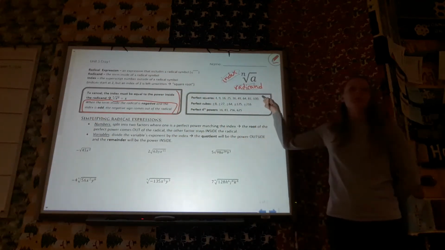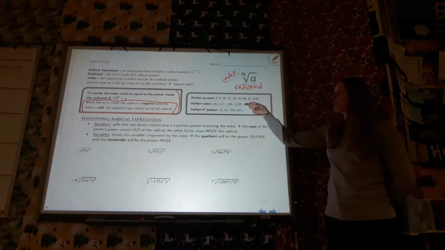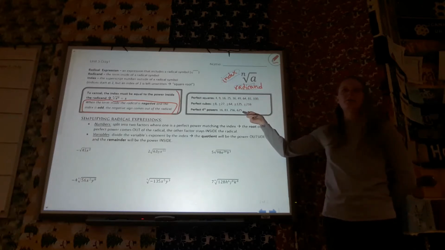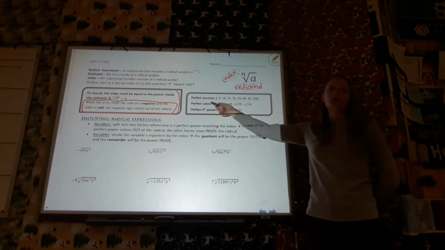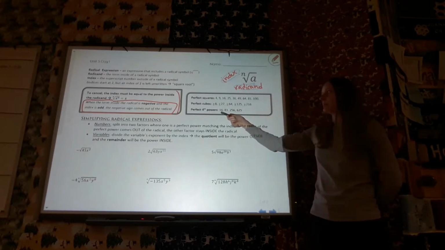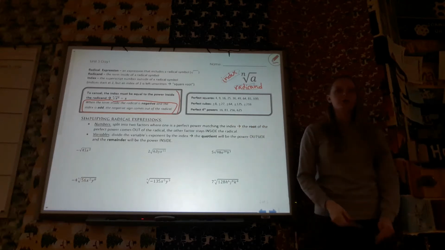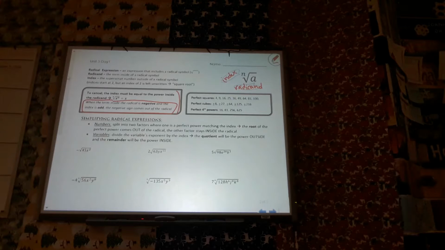Alright, for your support, I have written a list of perfect squares, perfect cubes, and perfect fourth powers for you to reference as we're going through this process. You should have most of these memorized. You should be working on having most of these memorized, and your task now is to memorize these perfect fourth powers. Those are the ones that we use most often. Alright, so we're going to jump right in.